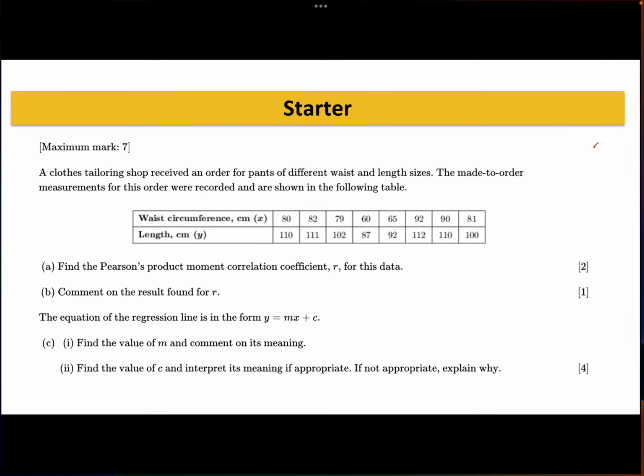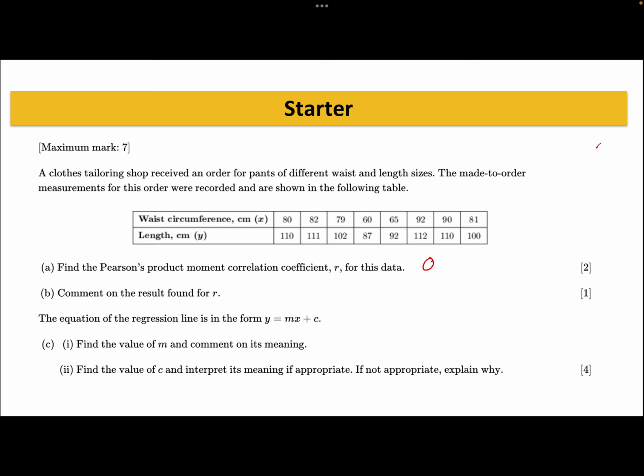Okay, so let's get back to this. We do know that this is going to be 0.920. The next question is to comment on the result found for r. Now this value is really close to 1. 1 is basically the highest correlation coefficient that you could get, which means that if we have 1, it's a perfect correlation. So 0.92 is really close to 1, so this has to be a very strong correlation.